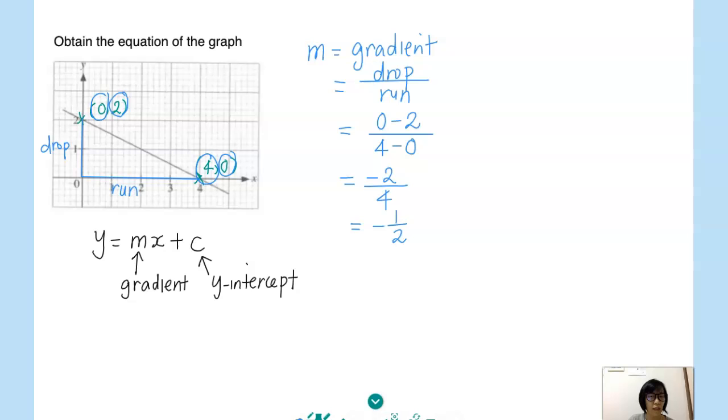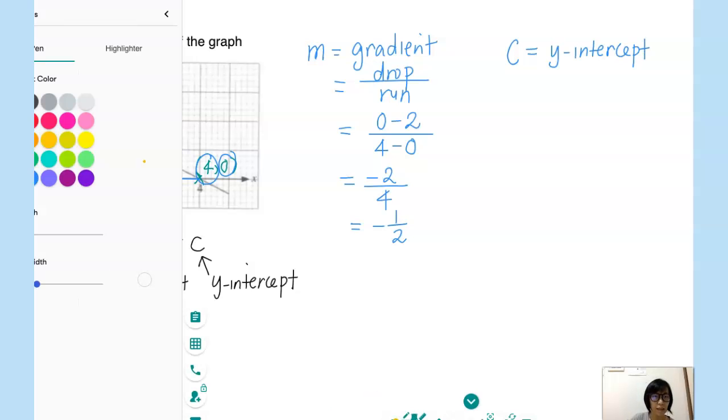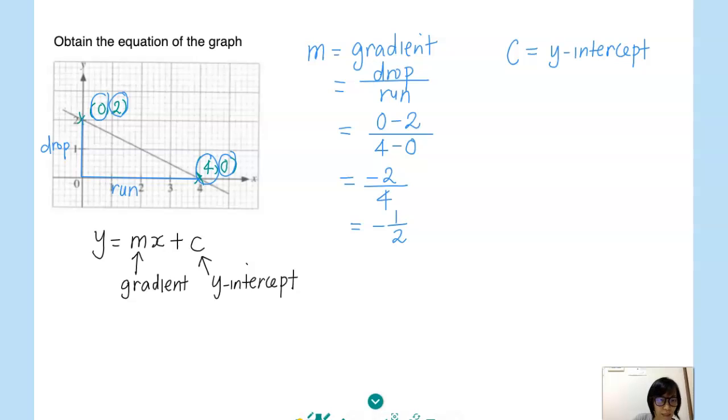So the negative sign is perfectly fine because it is a downward sloping line. Therefore the gradient is negative. For upward sloping lines, the gradient is positive. Okay, let's see how we can get the y-intercept. We need the c, which is your y-intercept. For the y-intercept, you can see that this line cuts the y-axis at 2. Therefore, the y-intercept is 2.